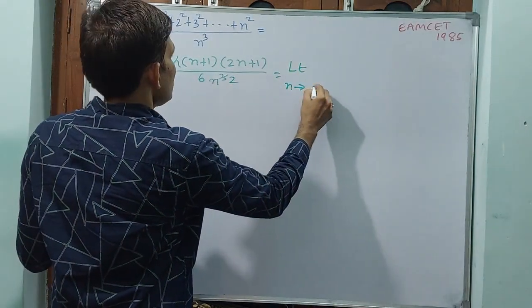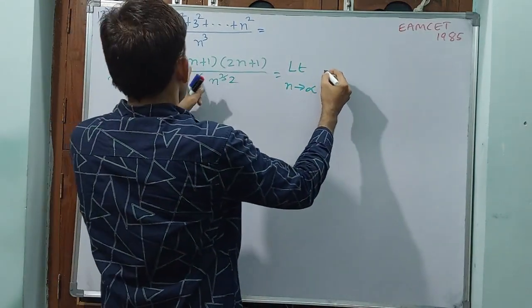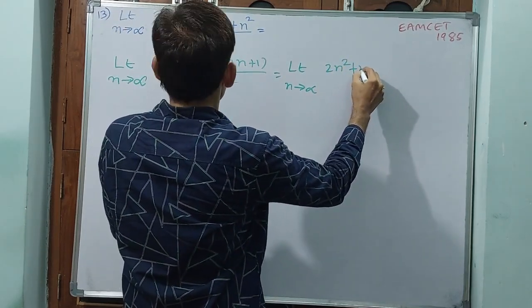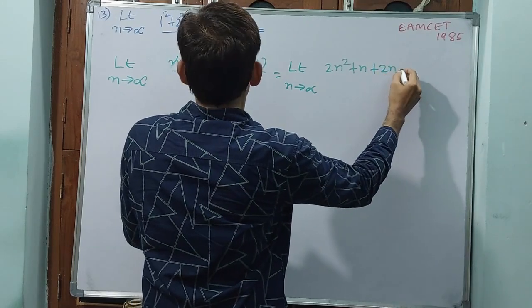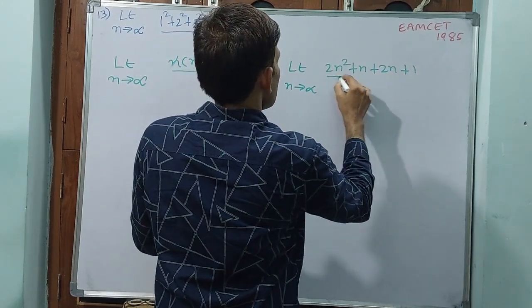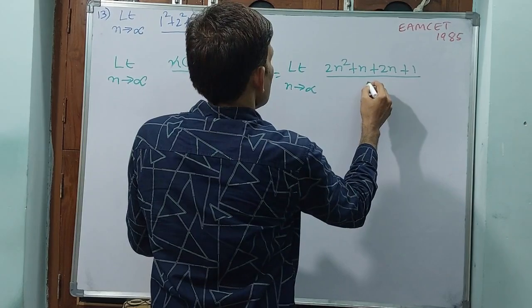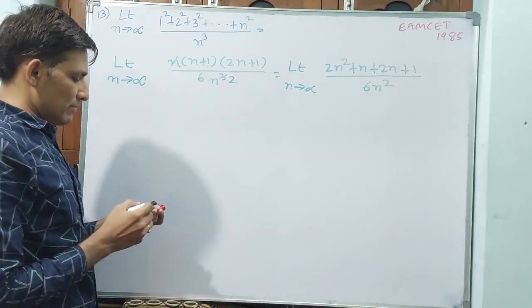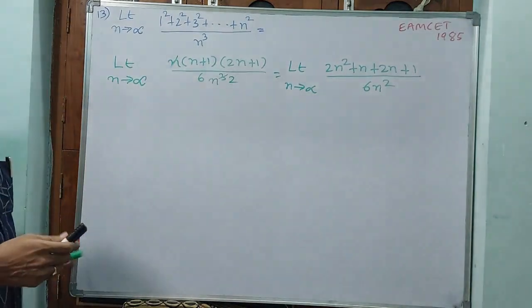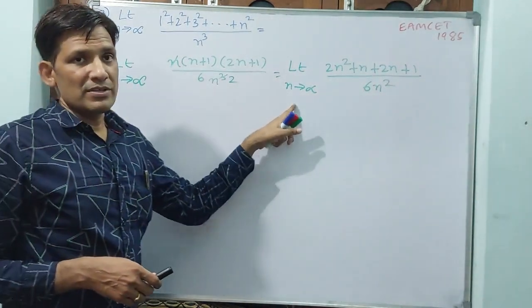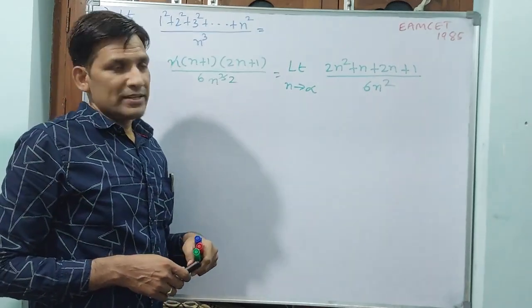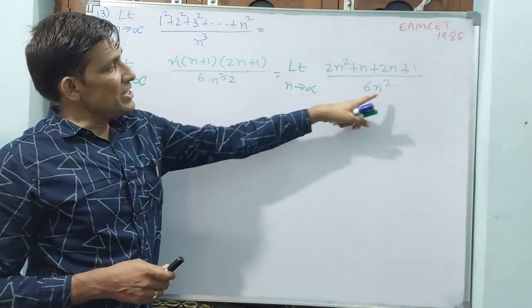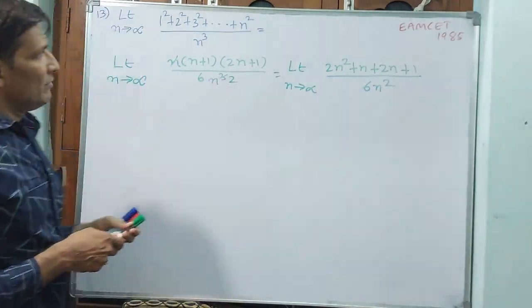Limit n tends to infinity, 2n square plus n plus 2n plus 1 by 6n square. n was there but n square it has become. Now what we are going to do? Infinity is there, so how do we get constant by infinity? You take common. See, here n square is there, so you take n square common. That is the logic.